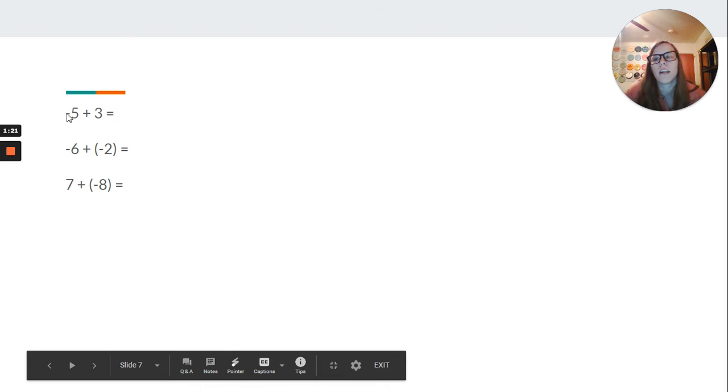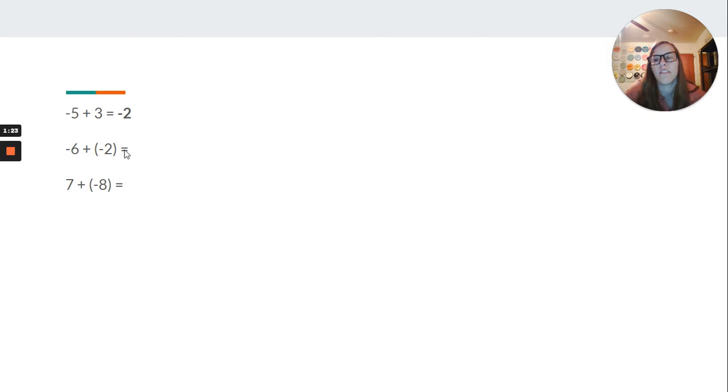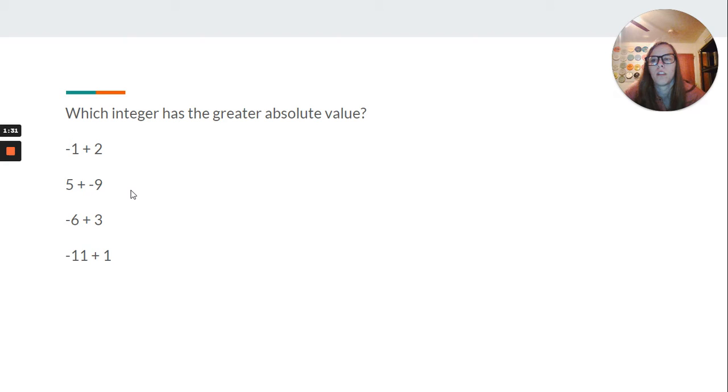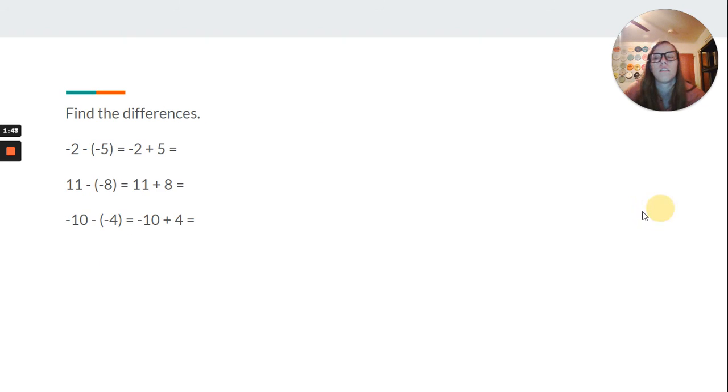Solve for the following. So -5 plus 3 is going to give us a -2. -6 plus -2 is -8. And 7 plus -8 is -1. Which integer has the greater absolute value? Remember, absolute value is whichever is the larger number regardless of the sign, positive or negative. So 2, 9, 6, and 11.